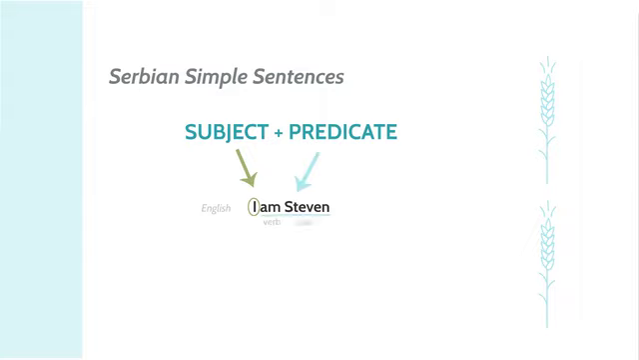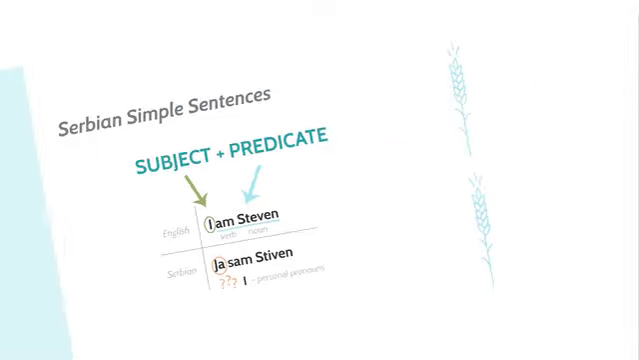Well, guess what? In Serbian, the order for simple sentences is the same. Here is how you would say I am Steven in Serbian. Ja sam Steven. Can you guess what ja means? It means I. And this takes us into personal pronouns, which is a great place to start.